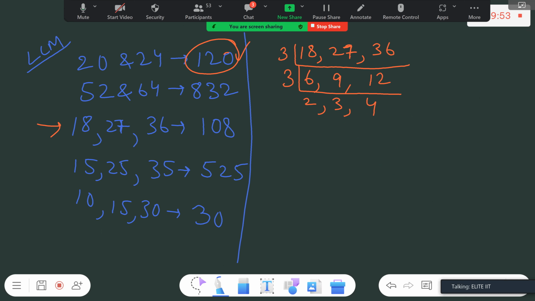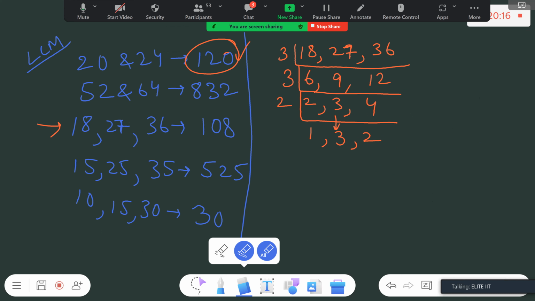3 at a time we cannot divide. Now take 2 at a time. See 2 and 4. Can I divide both of them by a prime factor? Yes, we can divide both of them by 2. 2 ones are 2 and 2 twos are 4, isn't it? And this 3 we'll write as it is. We will not touch this 3. Clear?